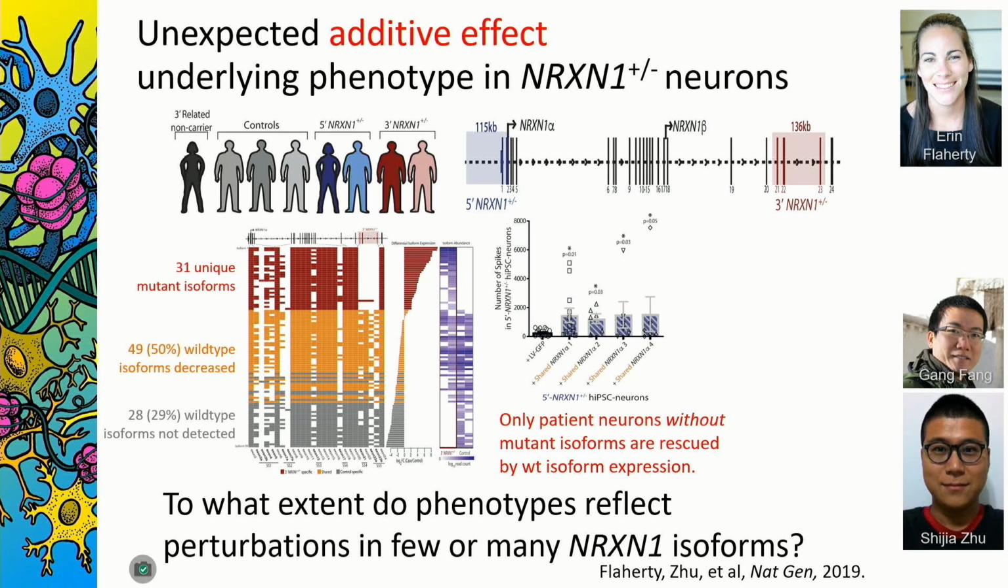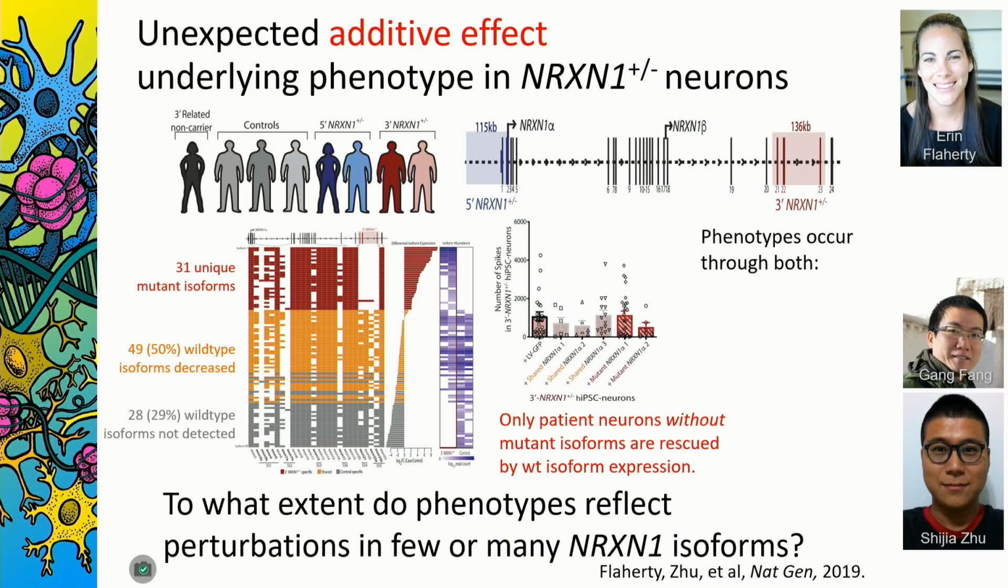In those 5' mutations, which we do not think make mutant isoforms, we could rescue phenotypes by overexpressing a wild-type isoform. But in the 3' mutations, which do make mutant isoforms, we could not rescue by overexpressing a wild-type isoform. So we think there are 2 types of mechanisms at play. In a subset of patients, pure loss of function by loss of neurexin-1 dose, and in a smaller subset, gain-of-function mutations through mutant isoform activity.